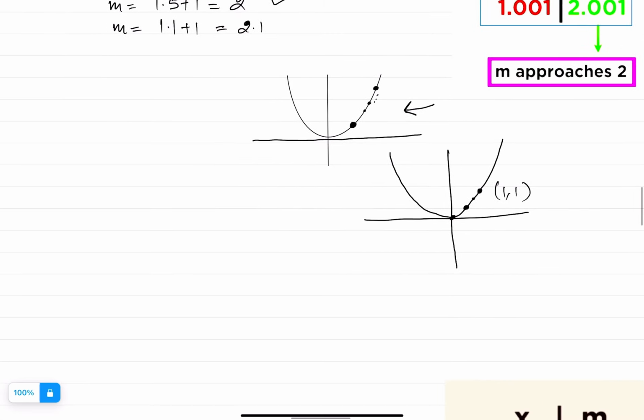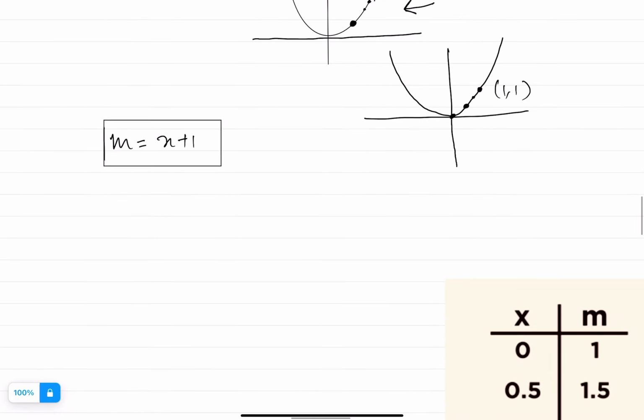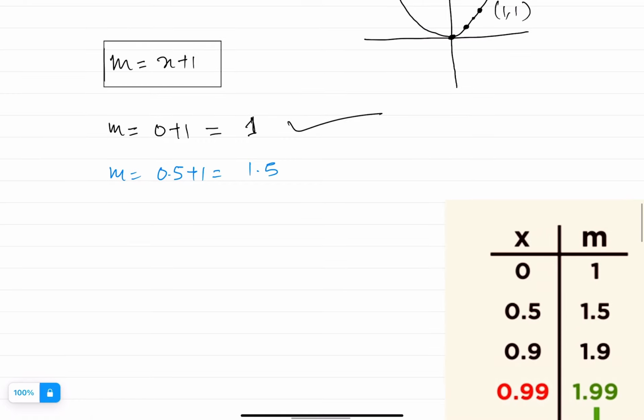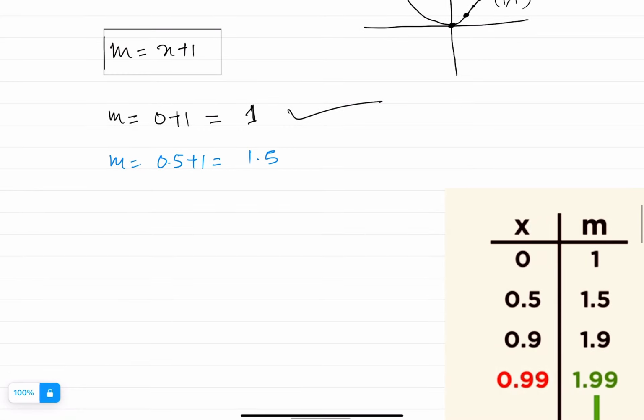Okay, we have already found that the general formula for slope is x plus 1. Now for example, you're coming to this point, its x coordinate will be 0. So at that time the slope will be 0 plus 1, and it will be equal to 1. Now if the x coordinate is, for example, 0.5, plus 1, the slope will be equal to 1.5. And the closer you come to 1, the better approximation you get for the slope.